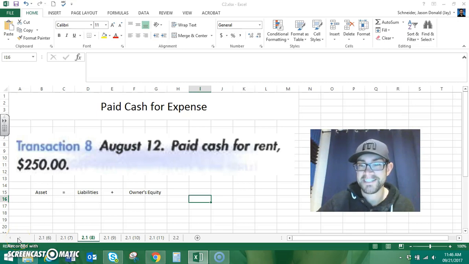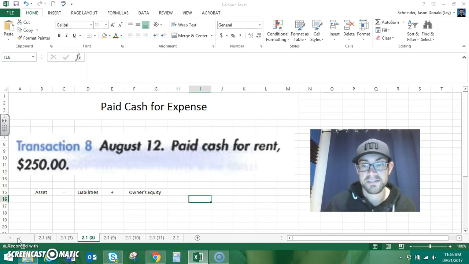This is transaction number 8, chapter 2, 2.1. It's going to fall under the paid cash for expense category. So this is an expense. So it could read, on August 12th, we paid cash for rent of $250.